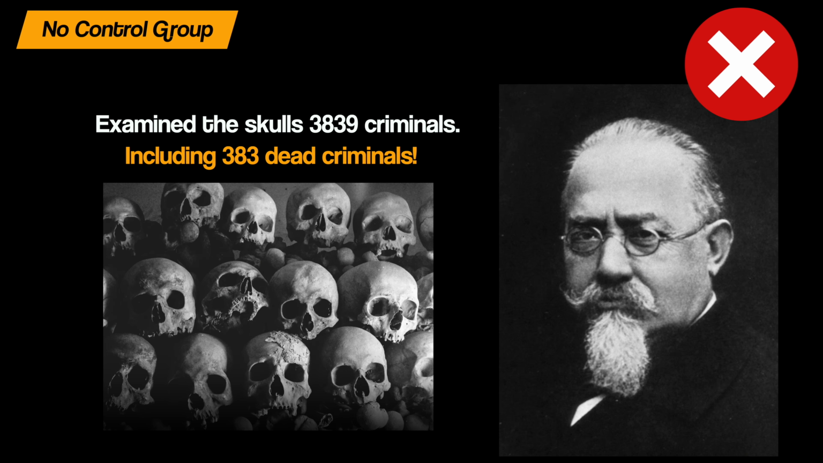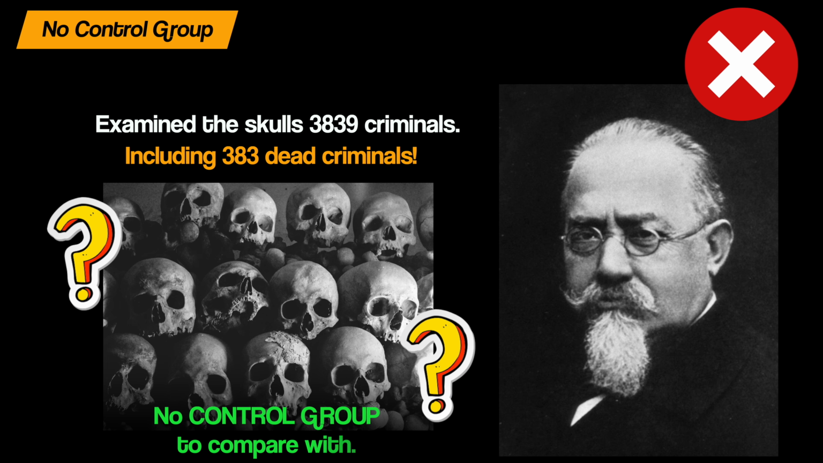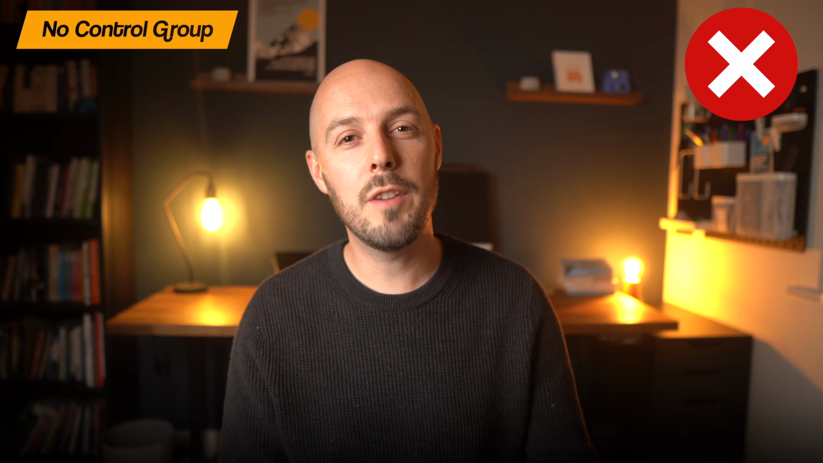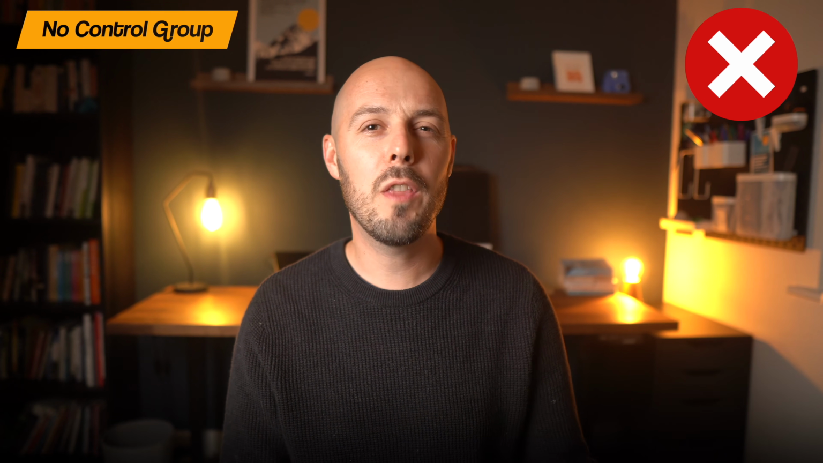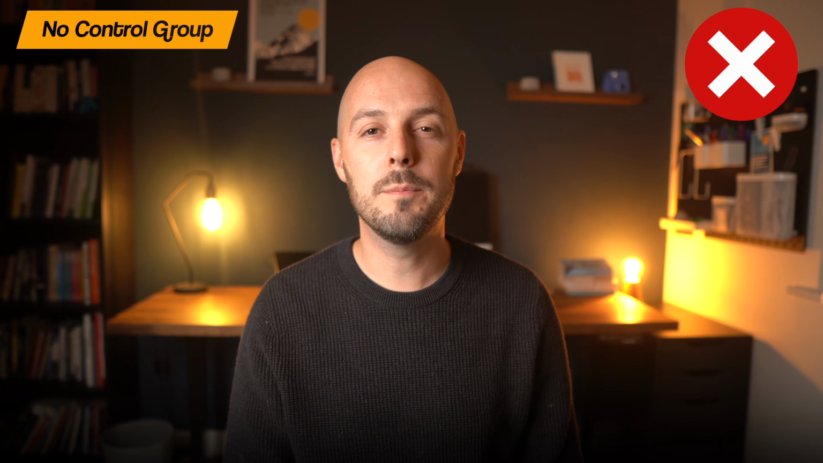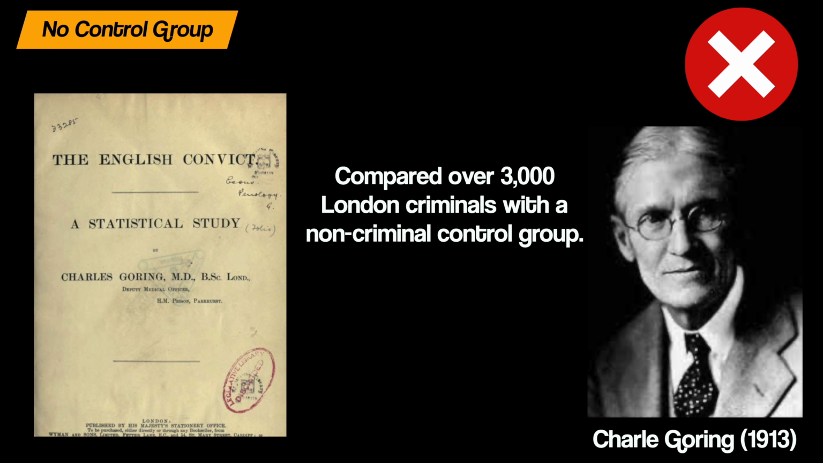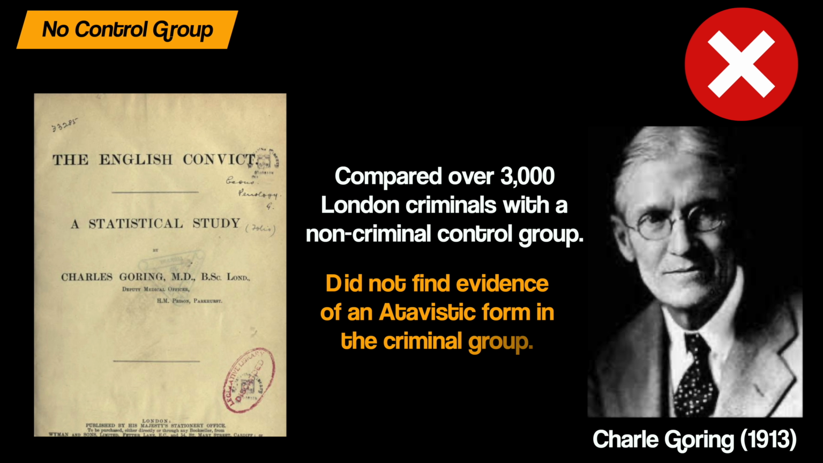Secondly, there was no control group in his research. Lombroso found these physical defects in the group of offenders, but he did not have a group to compare them with, a group of normal, non-criminal people. It could be that the physical defects he identified were actually not that abnormal from the average population. In fact, Goring in 1913 carried out a study that compared over 3,000 London criminals with a non-criminal control group and did not find evidence of an atavistic form in the criminal group. In other words, there was no difference between the two groups in relation to Lombroso's theory.